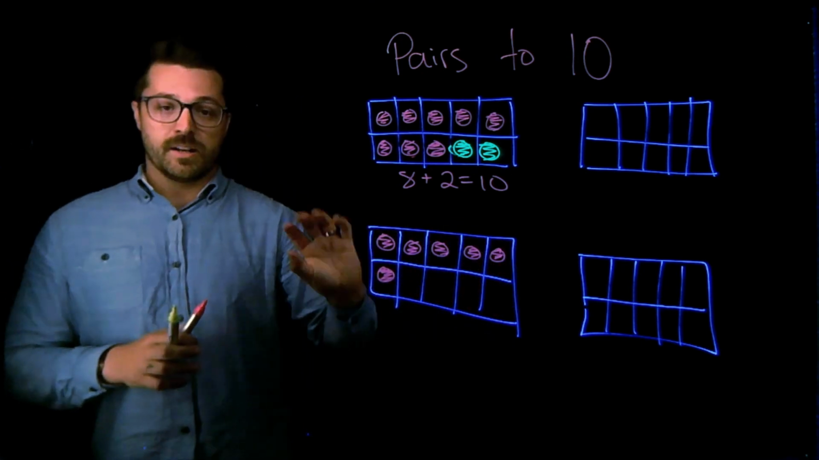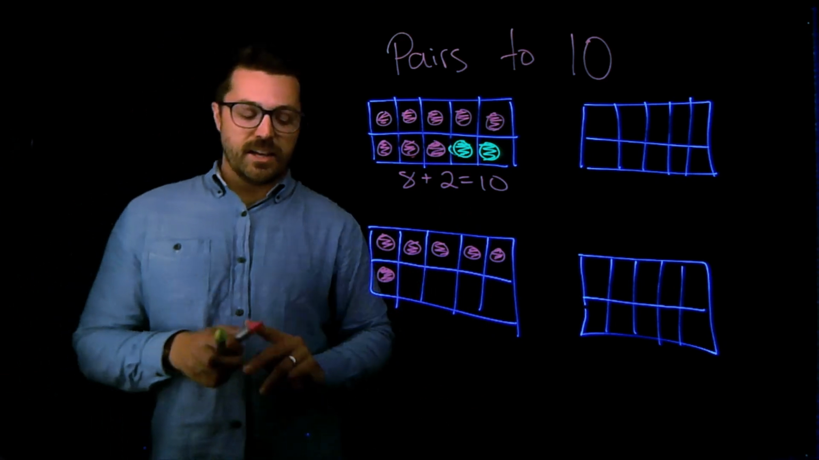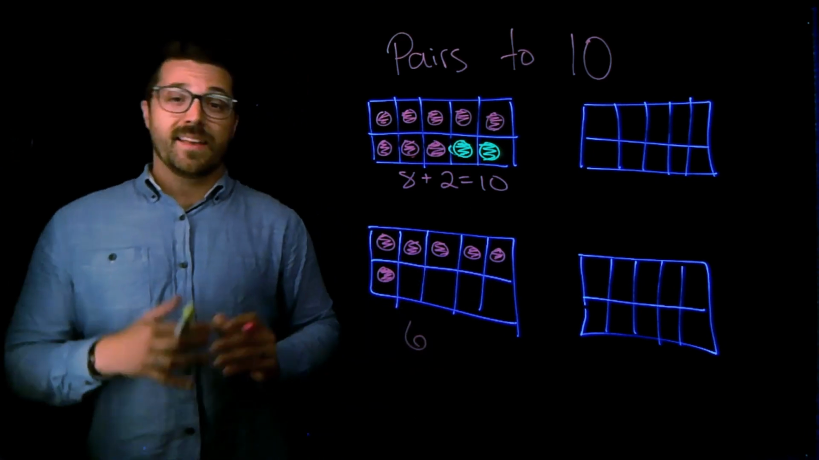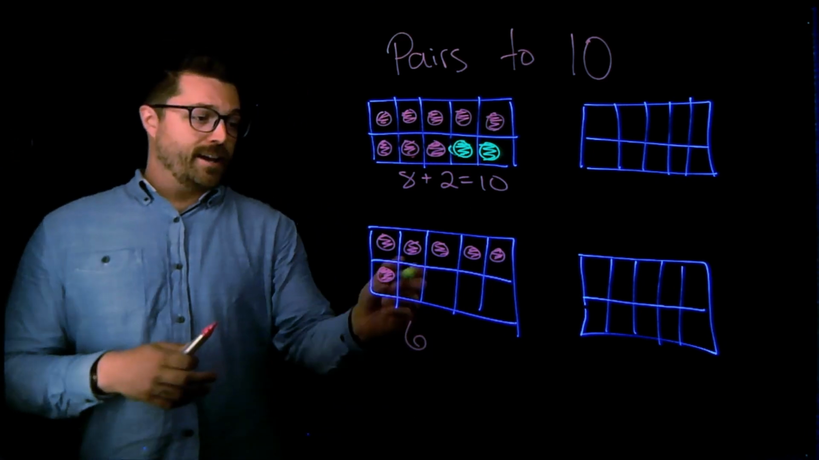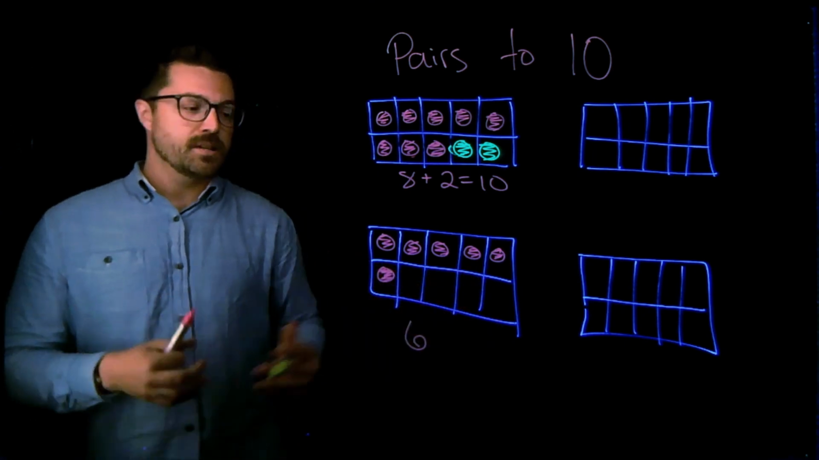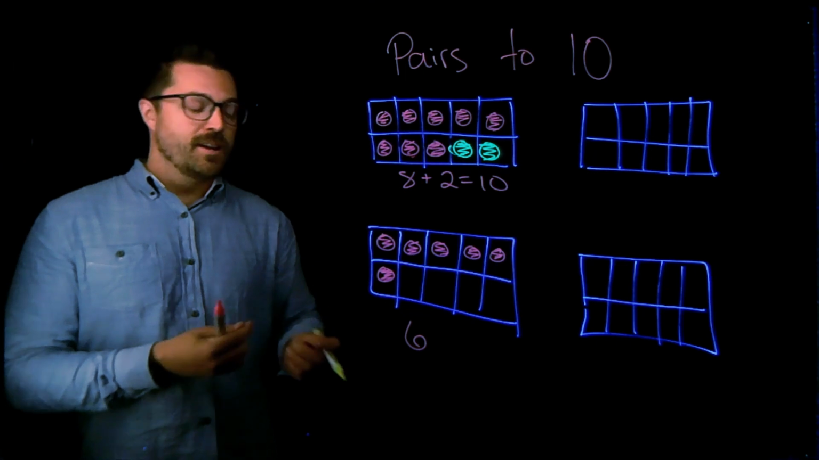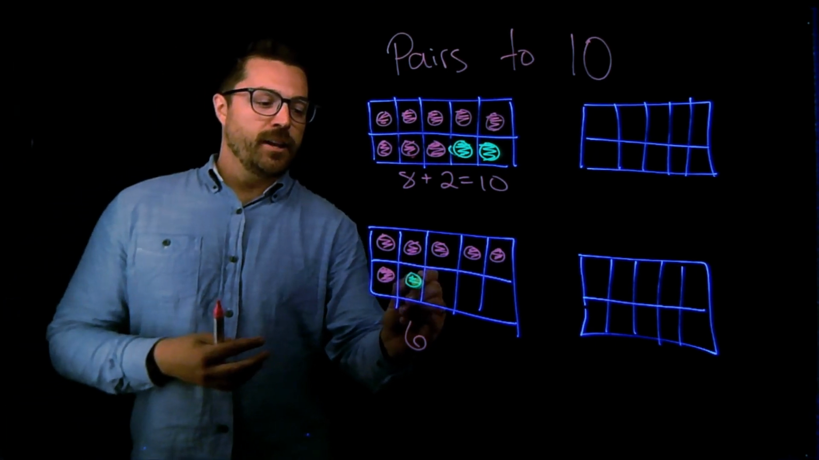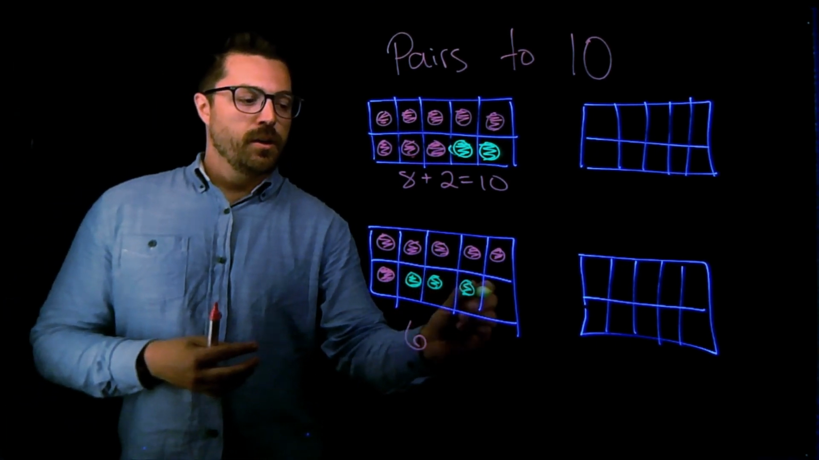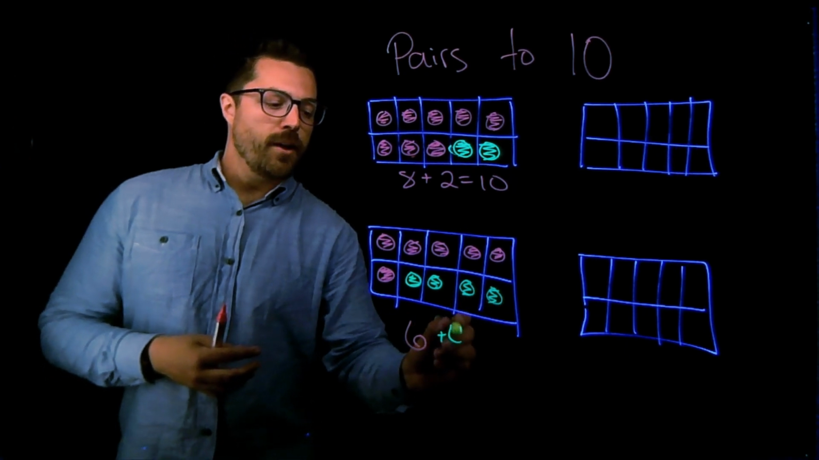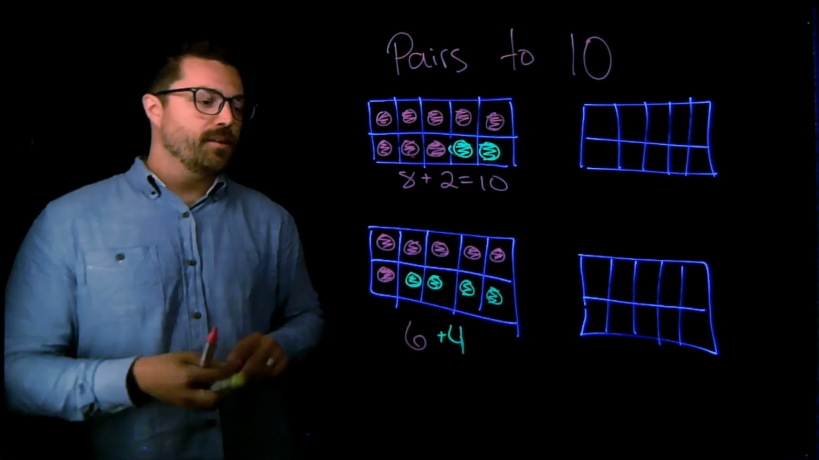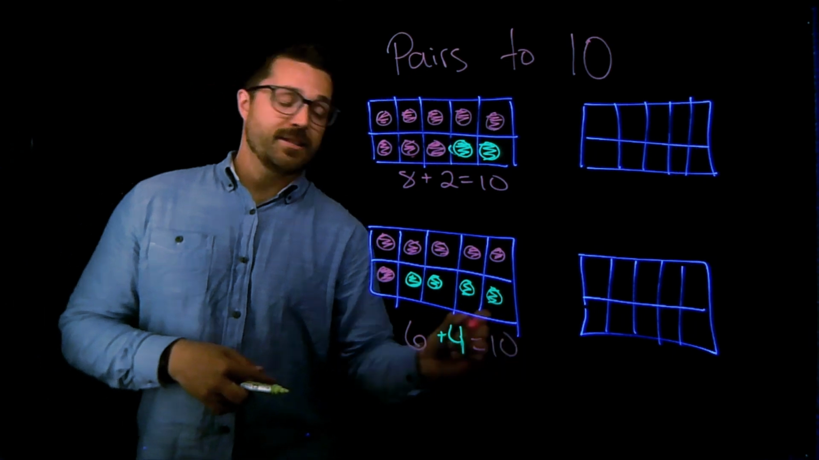If I know that my top row is 5 and 6, so I'm starting with 6, and then how many more do I need? Well, I can see I have 4 gaps. If students don't see that right away, they can use their counters on the other side and fill it in and count 1, 2, 3, 4. So if I add 4, 6 plus 4 is 10.